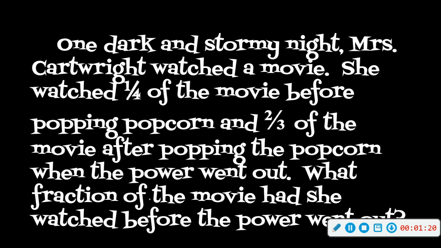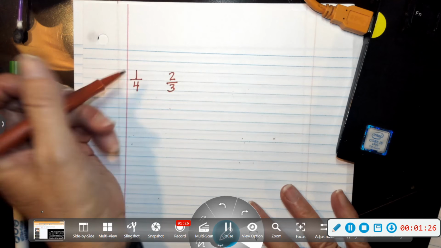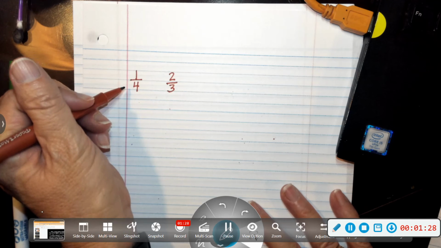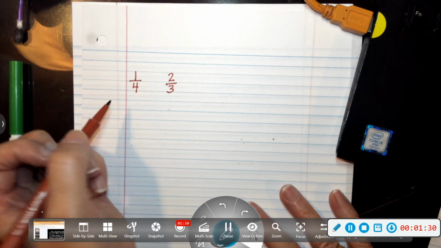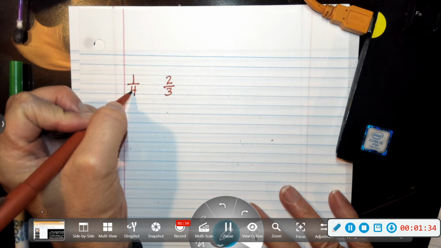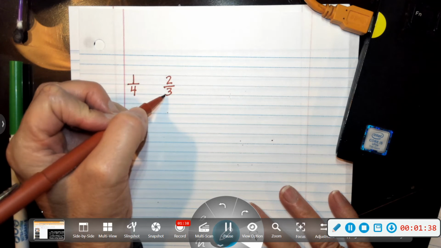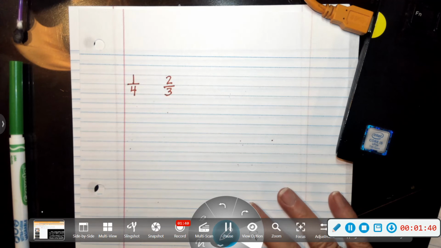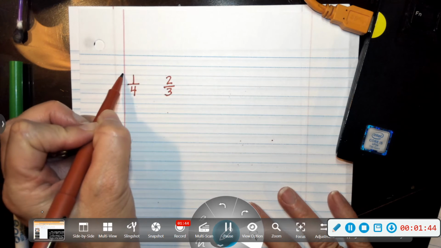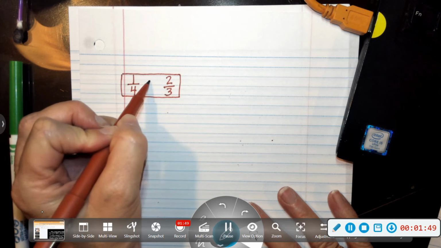So I'm going to go back to my paper, and I've jotted down this information. So it sounds like she's watching the movie, she's popped some popcorn, she watched a fourth of it, then she comes back and she's watching some more, 2/3 of it, and then all of a sudden the power goes out. So we want to take these two amounts and we're going to put them together.